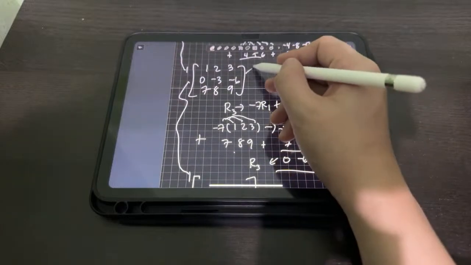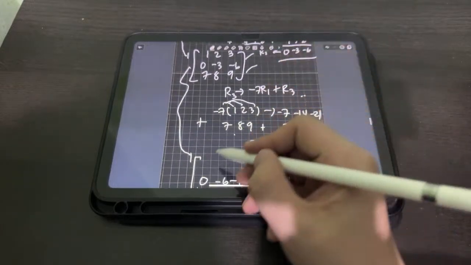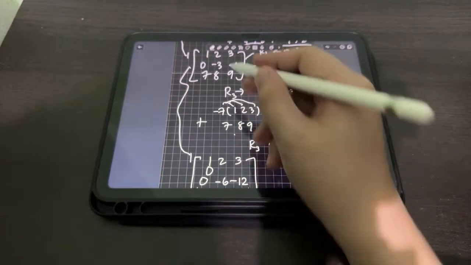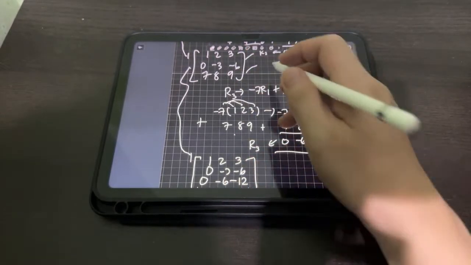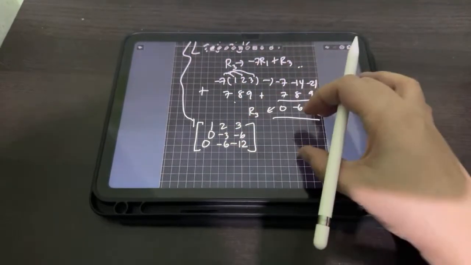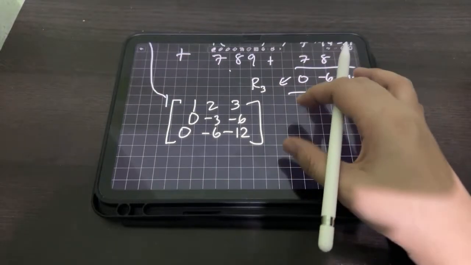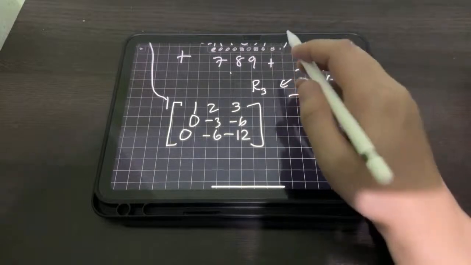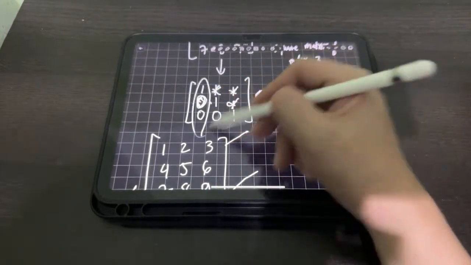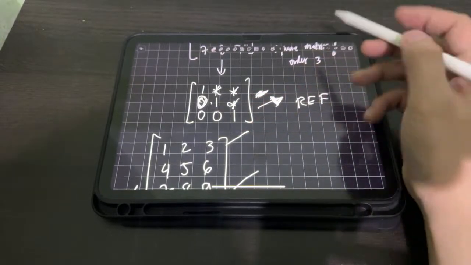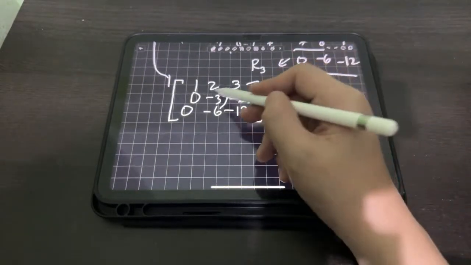Then copy the first two entries in row 1 and row 2. So 1, 2, 3, 0, negative 3, negative 6. Okay. So we are already done with 1, 0, 0 here. Next is to make this entry equal to 1, right? This one, the negative 3.